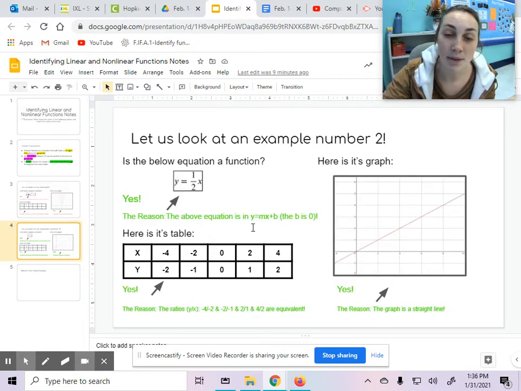And let's look at an example of something that is a linear function. So here's the equation, y equals 1/2 x.